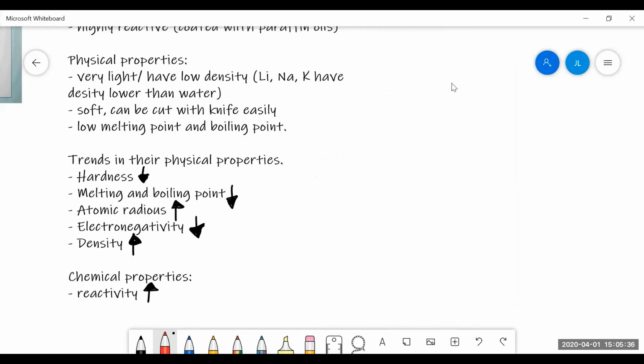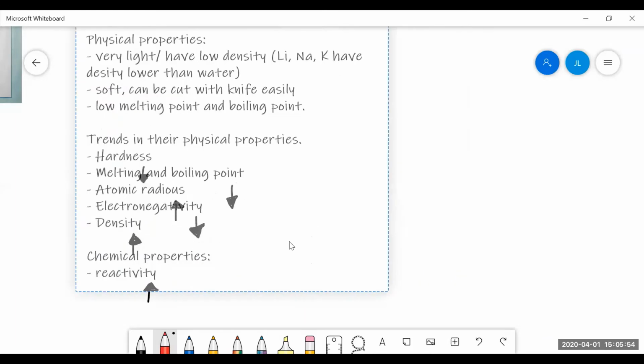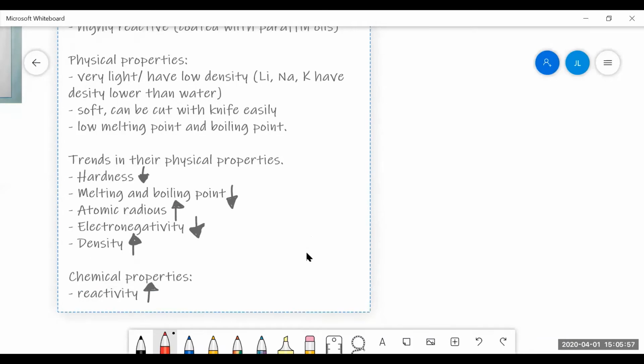Now, elements in the same group have the same chemical properties. They react with the same things, just with different reactivity. So I will not go through it, but when you go back, please study the reaction of group 1 elements with water. You should at least memorize or understand the observation of it, and also what the end product is. I'll just give one example here.